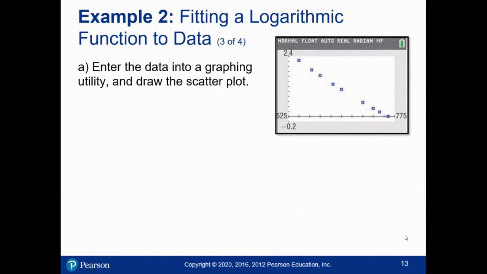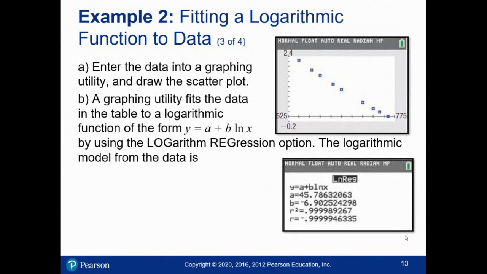So we enter the data. There it is. We use a logarithmic regression, and it gives a plus b ln x, and it gives me the values of a and b. And again, it gives us a value of r, which is very, very close to 1.